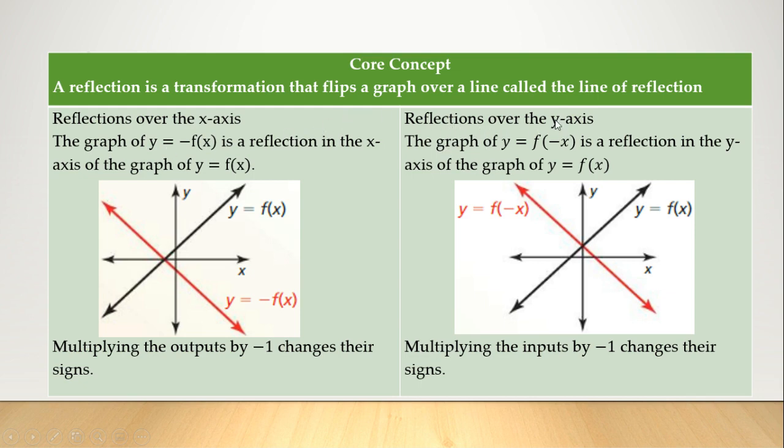Next, we've got reflections across the y-axis. Notice the difference. We still have a negative, only this time we're changing the inputs to negatives rather than the outputs to negative. When you change the inputs to negatives, it causes the reflection to occur across the y-axis.